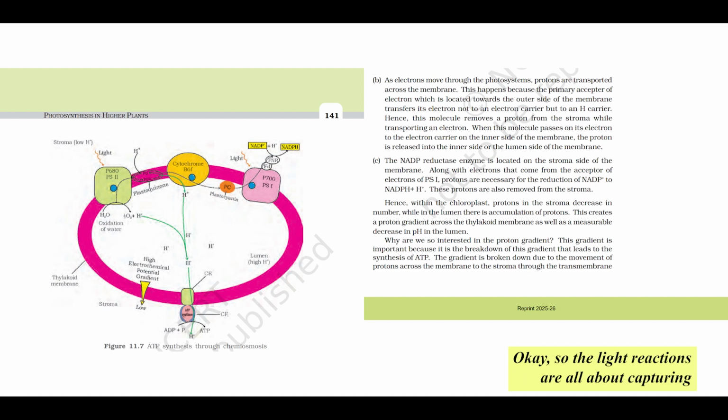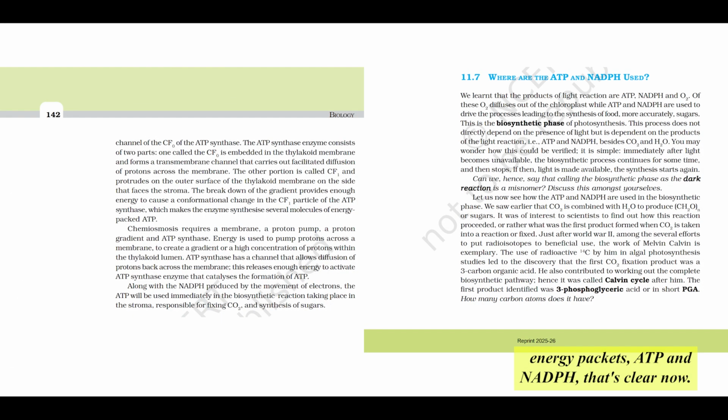Okay, so the light reactions are all about capturing light energy and converting it into chemical energy packets, ATP and NADPH. That's clear now. So how are these energy carriers actually put to use to make the real food, the sugars in the plant? What happens in those dark reactions or carbon reactions? The light-independent reactions, the Calvin cycle, carbon fixation. You've articulated the next critical phase perfectly.